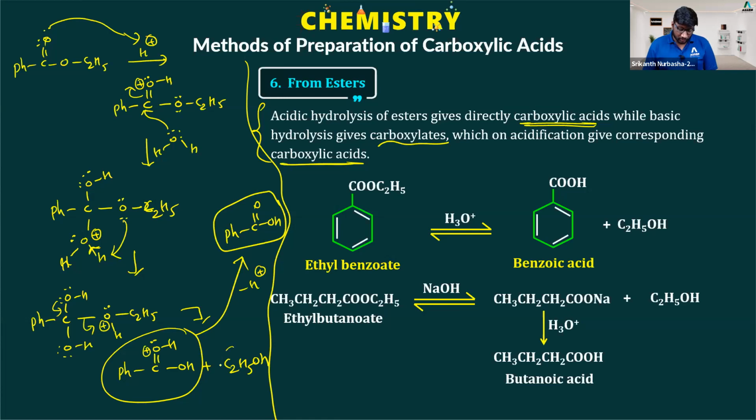And you get an alcohol. Acid and alcohol are obtained whenever you do the hydrolysis. That means adding more water to the ester in the acidic medium produces acid and alcohol. If you remove water from the reaction mixture, you will have more ester in the reaction mixture.